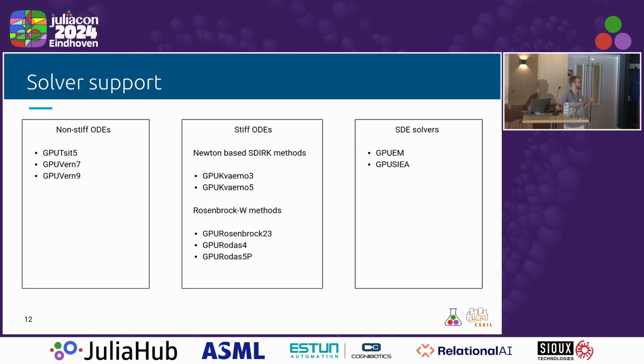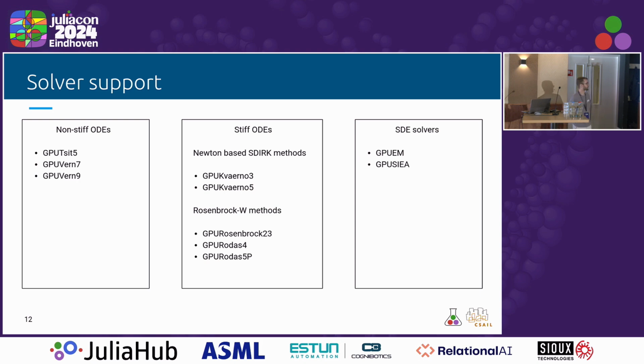And so the solver support so far, and apologies if this is outdated, Chris Rackauckas in the back will tell me, hopefully, if it is outdated, but we support Tsit5, Vern7, Vern9 for non-stiff solvers, which are generally the best in terms of medium to high accuracy. So reltol and abstol of like 1e-6 to 1e-9 or 10 or so.